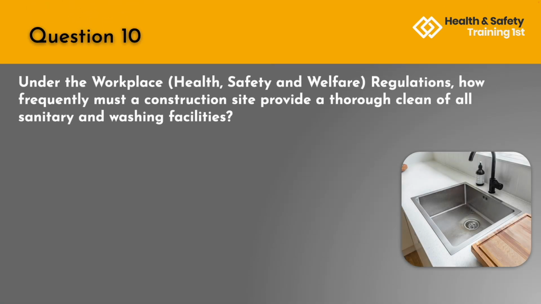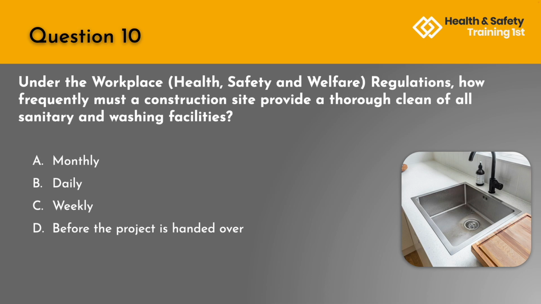Question 10. Under the Workplace Health, Safety and Welfare regulations, how frequently must a construction site provide a thorough clean of all sanitary and washing facilities? A. Monthly. B. Daily. C. Weekly. Or D. Before the project is handed over?